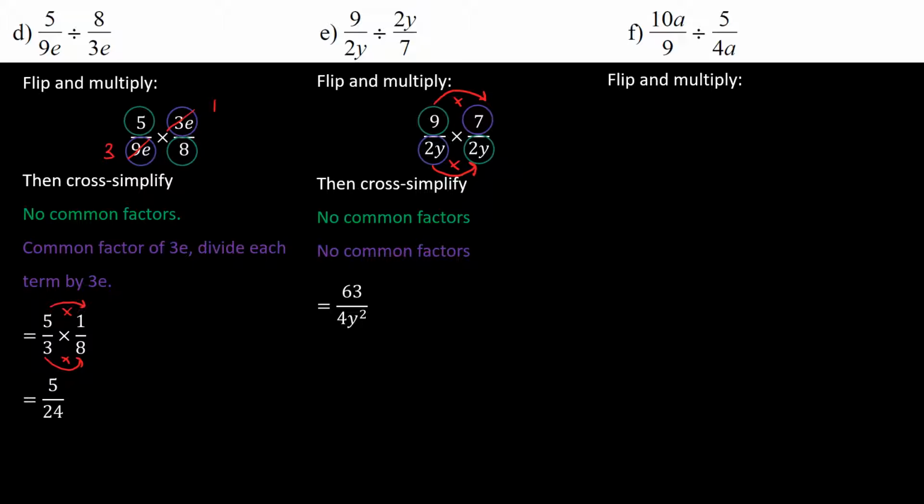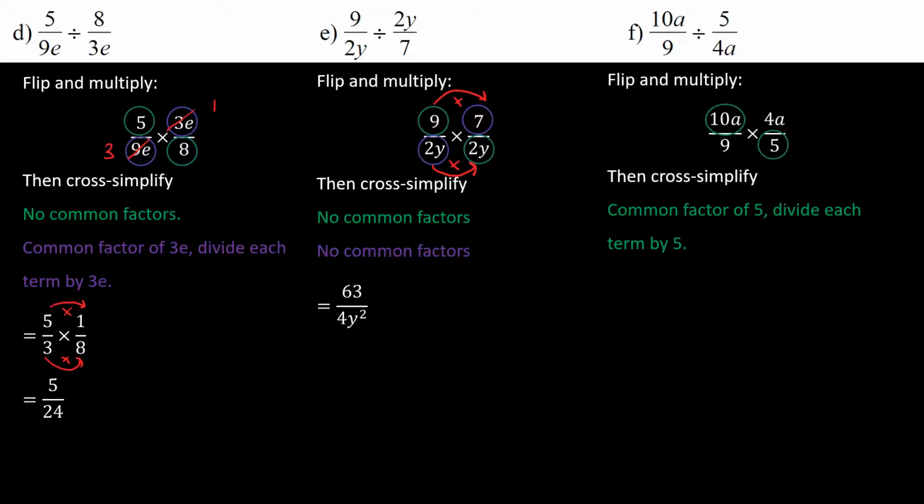And in f, same thing, flip the second fraction and change it to a times. Check along the diagonals, we've got 10a and 5, they have a common factor of 5. So we divide out by 5, so 10a becomes 2a and 5 becomes 1. And then we check the other ones, we've got a 4a and a 9, so that's no common factors. So now we rewrite it and we multiply out, times the top by the top, bottom by the bottom, we get 8a squared over 9.